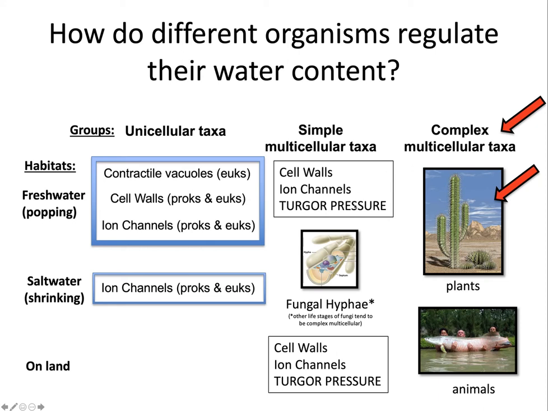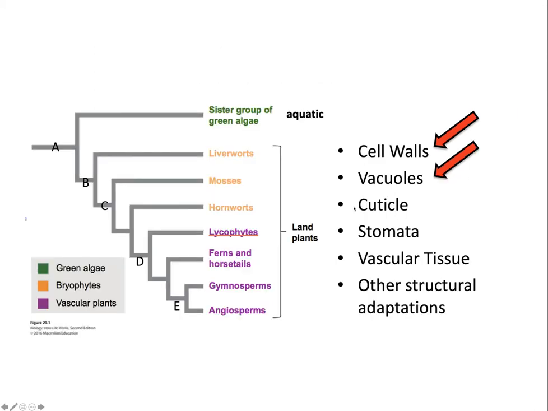Hey, Bio 150 folks. So we're going to pick up where we left off talking about how plants regulate their water content. And we're talking about, in general, complex multicellular taxa. So we left off in the previous lecture talking about plants and the different adaptations that plants had to regulate water content and to osmoregulate.